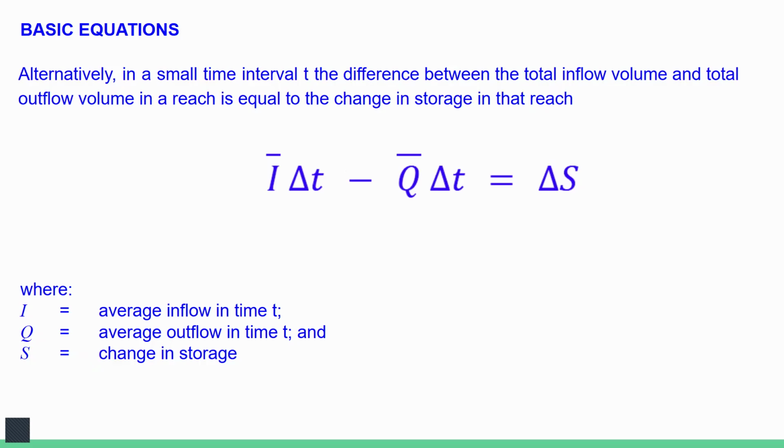Alternatively, in a small time interval delta t, the difference between the total inflow volume and total outflow volume in a reach is equal to the change in storage in that reach: I bar times delta t minus Q bar times delta t is equal to delta S, wherein I bar is equal to the average inflow in time t, Q bar is equal to the average outflow in time t, and S is equal to the change in storage.